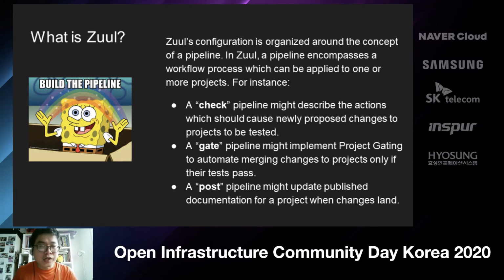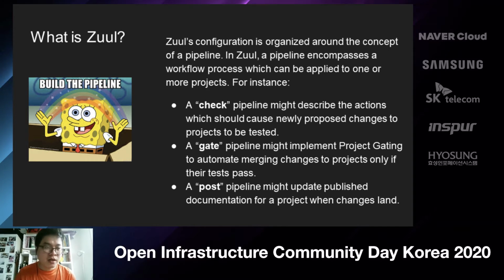So what is ZUUL? ZUUL configuration is organized around the concept of a pipeline. In ZUUL, a pipeline comprises a workflow process that can be applied to one or more projects. For instance, these are the three most common pipelines in ZUUL projects. A check pipeline displays all the checks, all the tests that a proposed change has to pass before moving forward to deploy. In a gate pipeline we might implement project gating to automate merging changes to other projects only if their tests pass. A post pipeline might publish updated documentation for projects when a change is made.